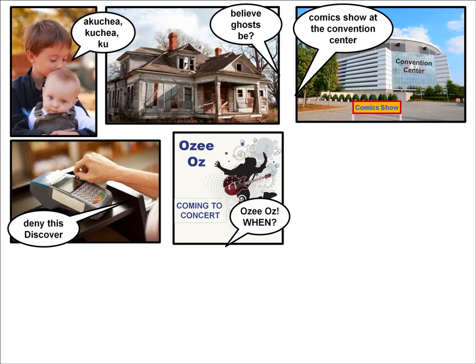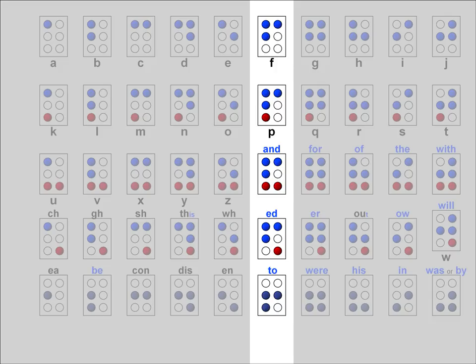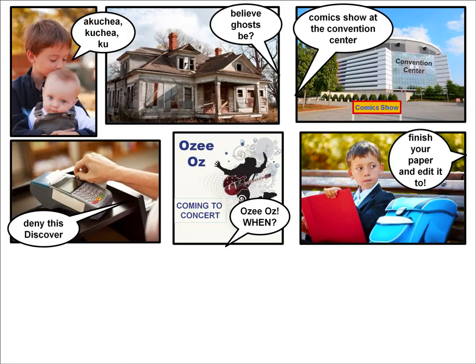So you sit down at the bus stop, and since you have some time, your dad looks at you and says, finish your paper and edit it too. Which helps us remember the F column. F, P, and ed, too. Or finish your paper and edit it too.